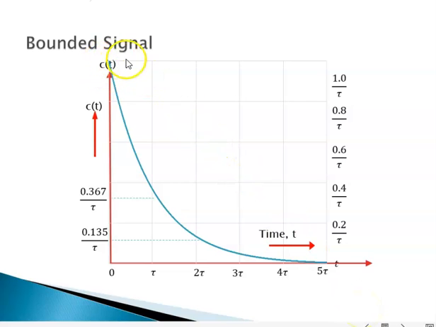If you draw a line somewhere at the top of this, then every point on the curve is less than the bound we have drawn here. So there is an upper bound below which only the curve lies. That is why it is a bounded signal.